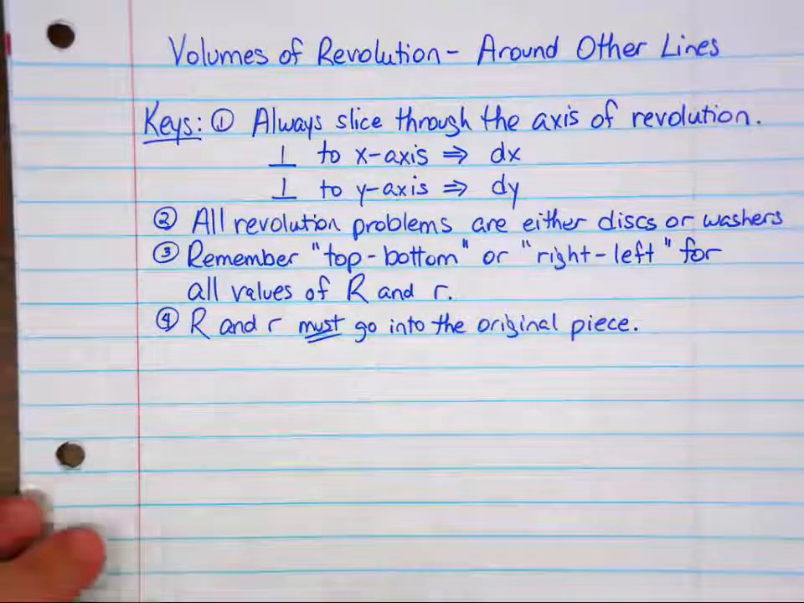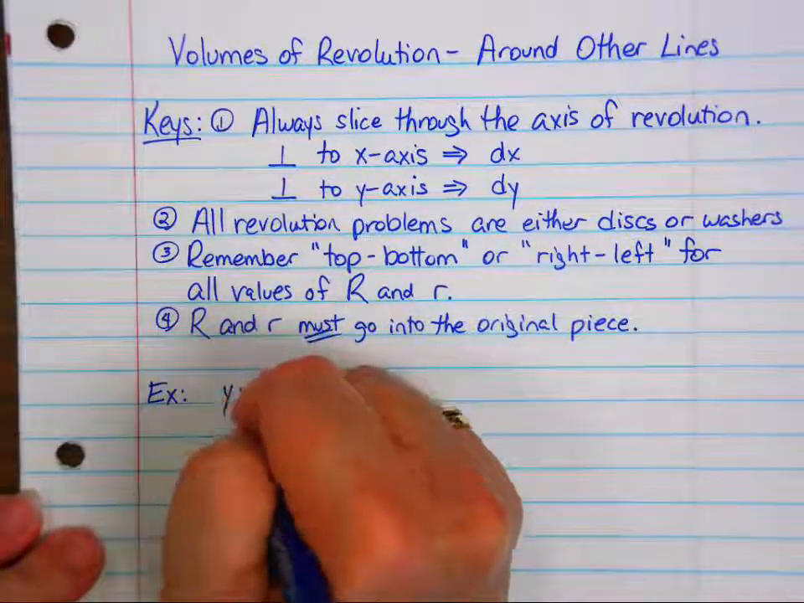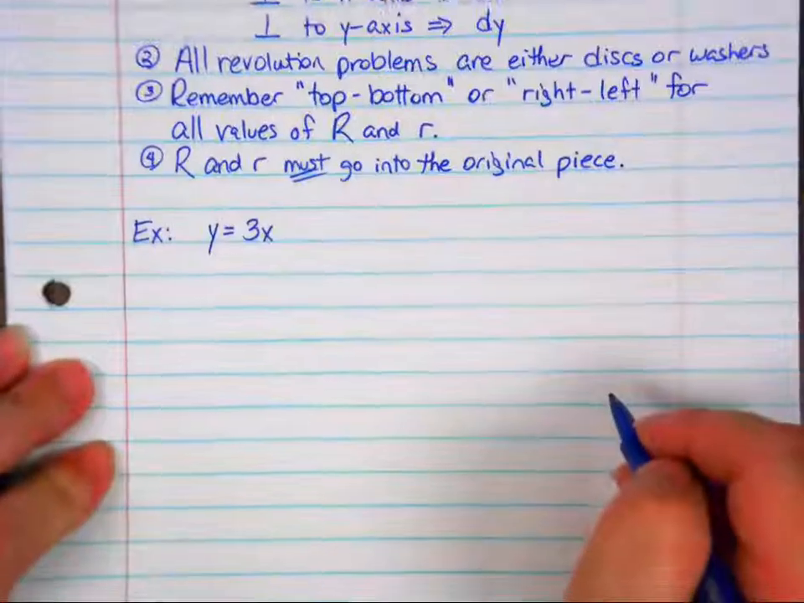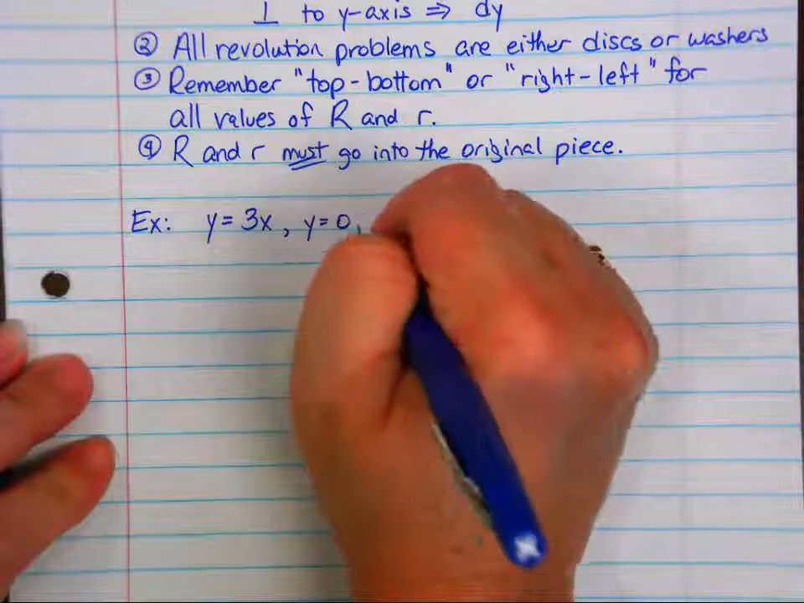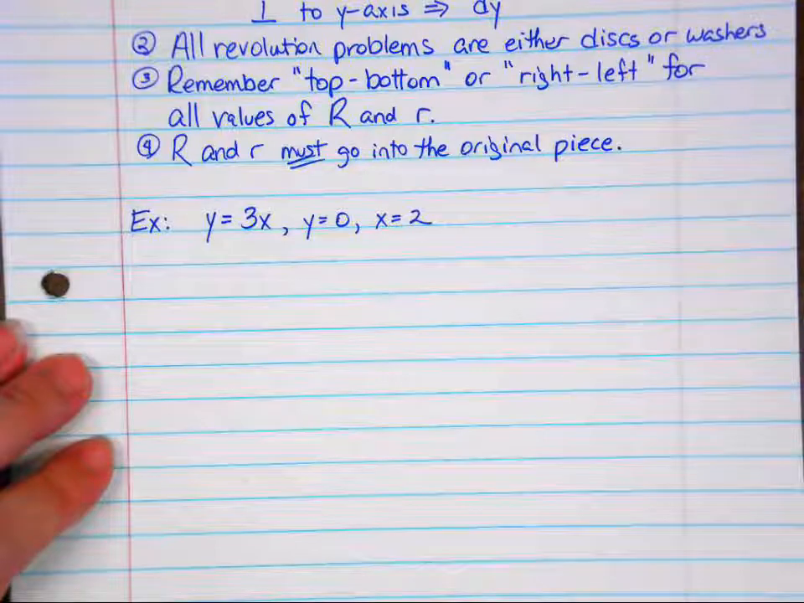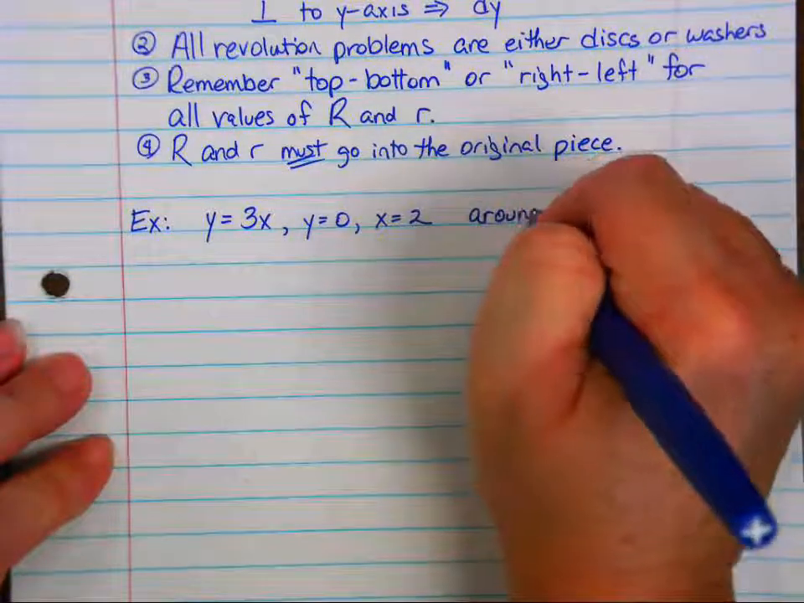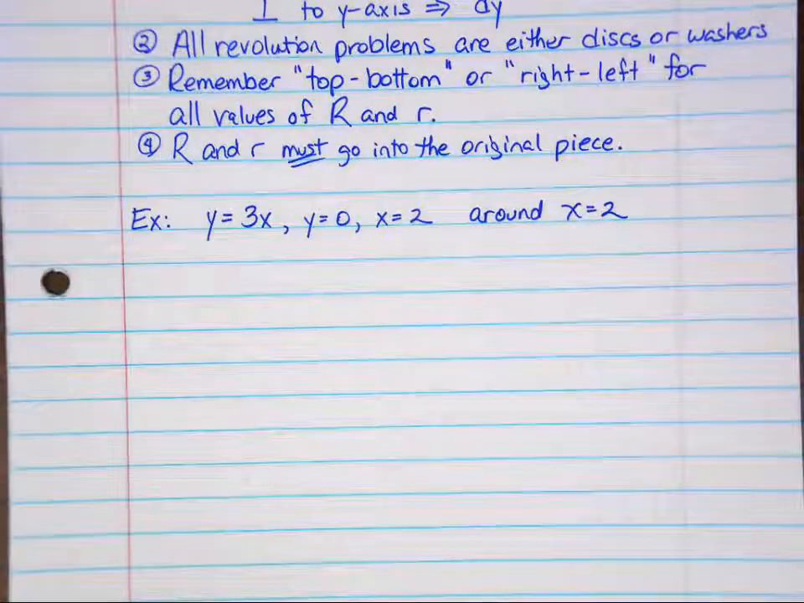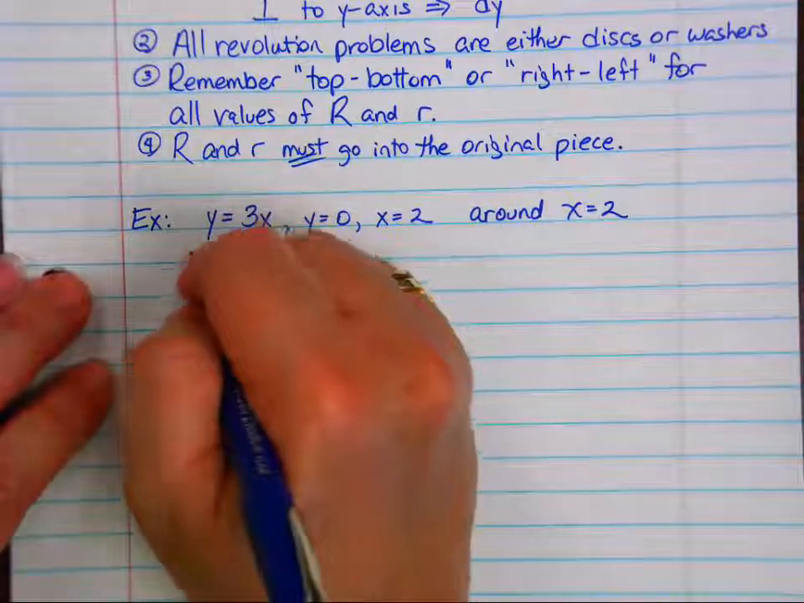All right? So let's go ahead and try a sample problem. We're going to take the line y equals 3x. Let's scoot this up. y equals 0 and x equals 2. Those are my boundary lines: y equals 3x, y equals 0, and x equals 2. And we're going to revolve around x equals 2. Not an axis. We're revolving around something totally different. Okay? All right, step 1, let's draw this thing.